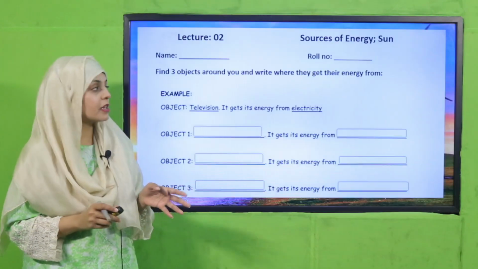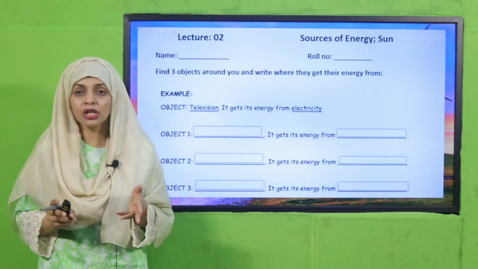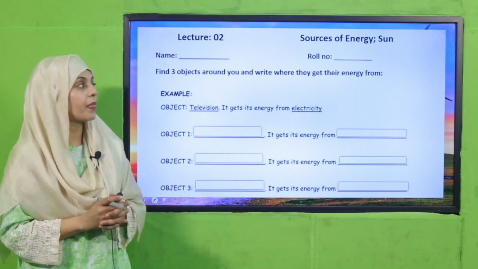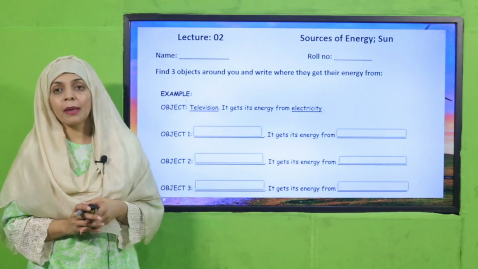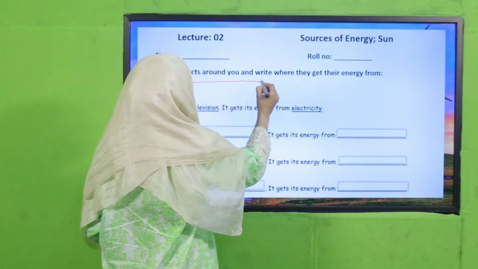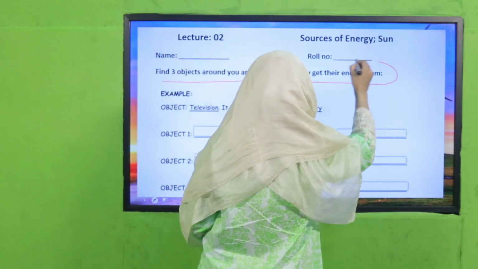Now is the time for practice. For practice, you can download this worksheet from the description box below this video, or you can get it in print form by your teacher. So my dear students, write down your name and your roll number. Then start the worksheet. Find three objects around you and write where they get their energy from.